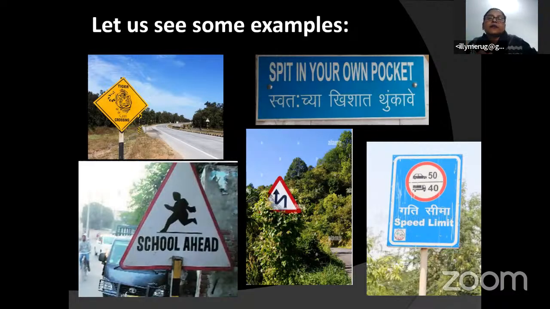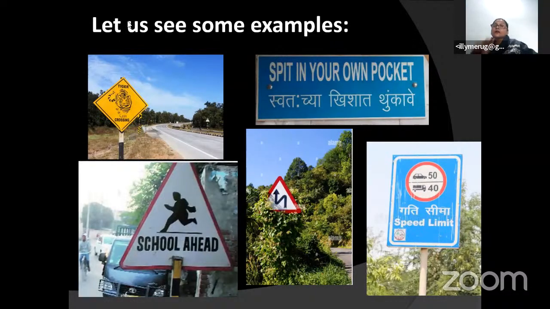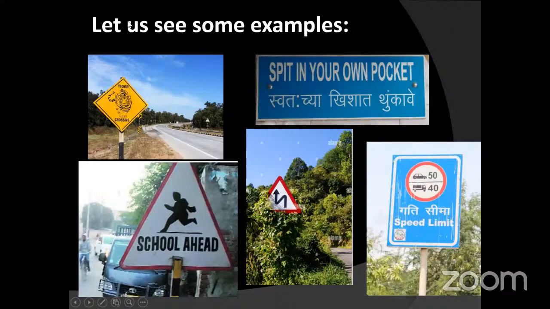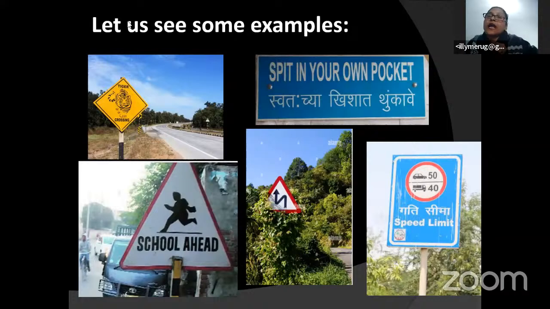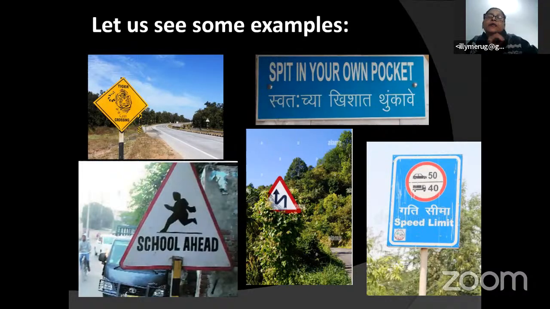Coming down to the first slide, school ahead. What does it mean? Go slow. The vehicles should not go fast because in front there is a school, and school children will be walking or crossing the road. You've got to go slow.